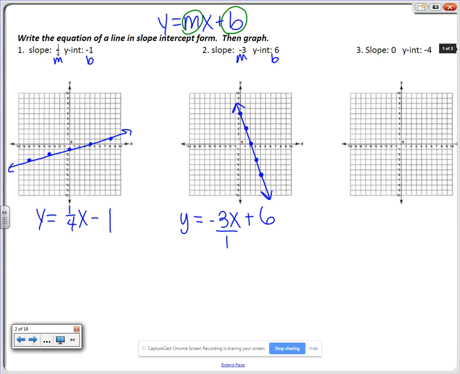How we doing so far? Does anybody have any questions on where this is coming from? Question for you. First graph over here. How steep is that? Is that not really steep, a little bit steep, or super steep? Just a little bit, right? Because 1/4 isn't very big, is it? How about this guy over here, number 2? It's pretty steep, isn't it? Because 3 is a bigger number.